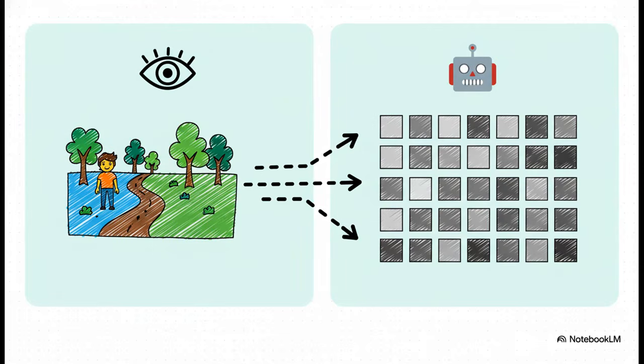So on the left, that's our world, right? When we look at a picture, we see the story, we see the context, people, roads, trees. But for a computer, what it sees is on the right. It's just a grid of numbers. That's it, a completely different language.